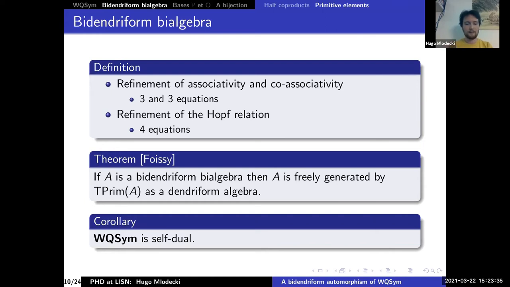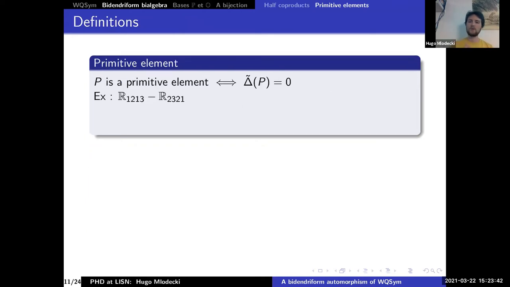And you will see that it is, well, let's just go to it. Just before, we need to know what is a primitive element. So a primitive element is where the coproduct, the reduced coproduct, is equal to zero. So when the coproduct is equal to only the trivial terms, yes.